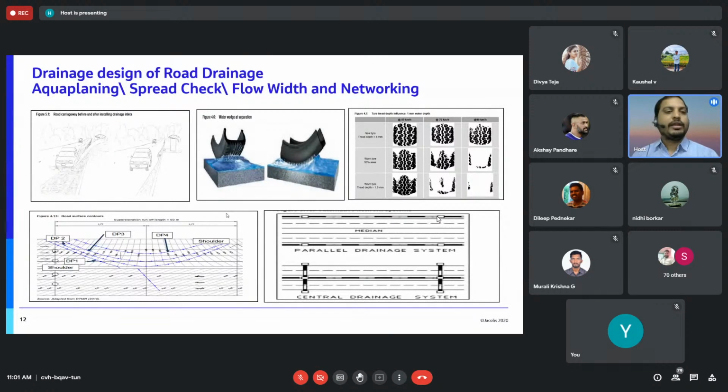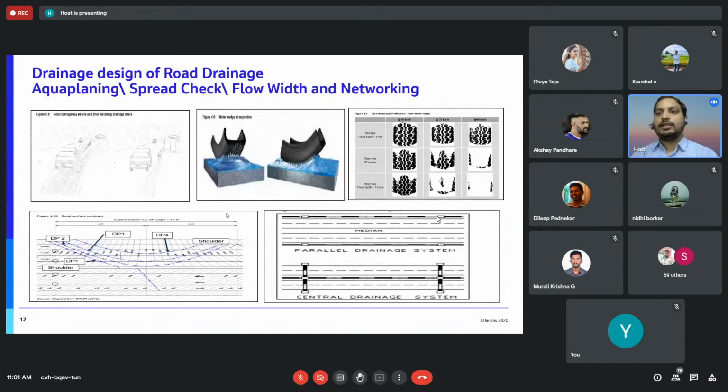Because the ultimate goal is, if we are planning any road, we should design our roads such that the driver or any passenger who is going to travel on that particular road should be safe. That is our first motto.